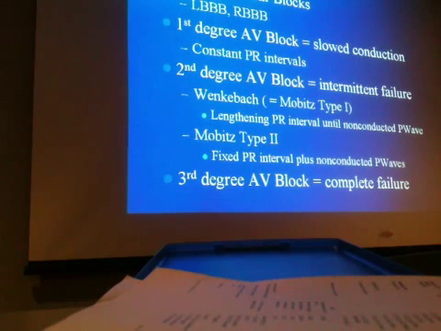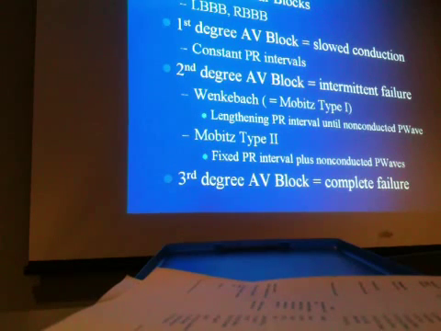In and of themselves, bundle branch blocks don't mean anything. The problem is that a left bundle branch block can occur in the setting of a heart attack, number one. It can be caused by a heart attack. Number two, it doesn't allow you to diagnose a heart attack because of the changes that occur as part of the bundle branch block.